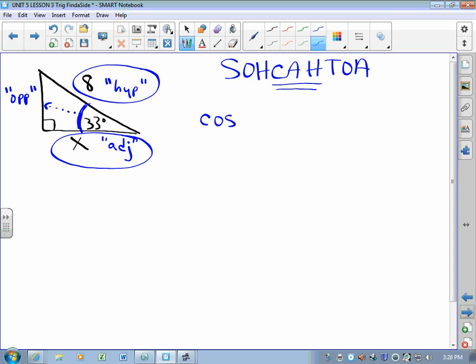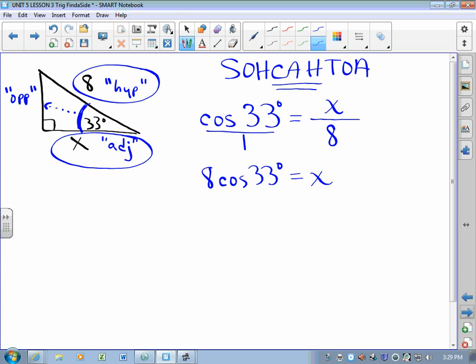Cosine of what? We always write cosine of an angle. Cosine of 33 degrees. And the cosine of 33 degrees is equal to adjacent over hypotenuse, x over 8. So I want to get x by itself. How do we do that? Well, roughly, we cross multiply. 8 times the cosine of 33 degrees is x.